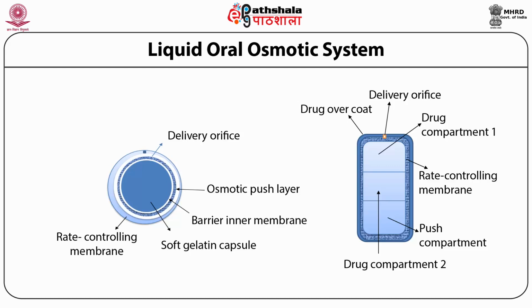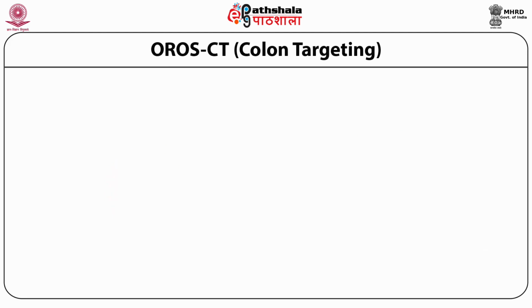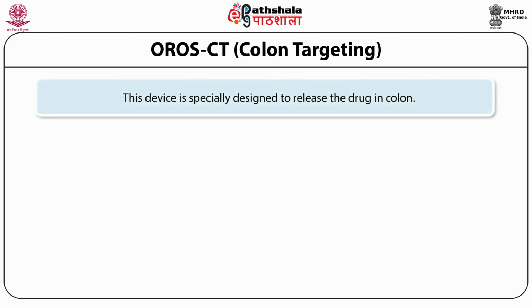It is covered with the drug overcoat, and then a rate limiting membrane is there. In the oral route, the osmotic controlled drug delivery system is delivered by the oral route. Another example in this category is OROS-CT. CT means colon targeting. This device is specially designed to release the drug in the colon.